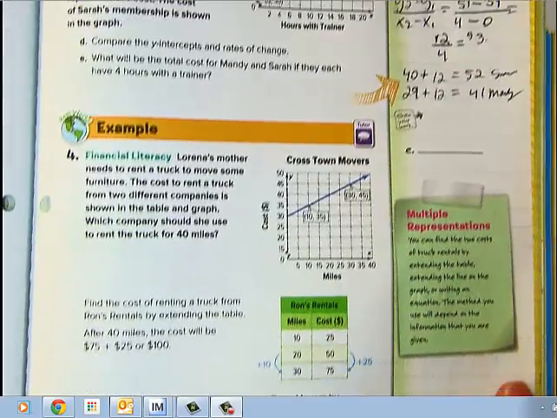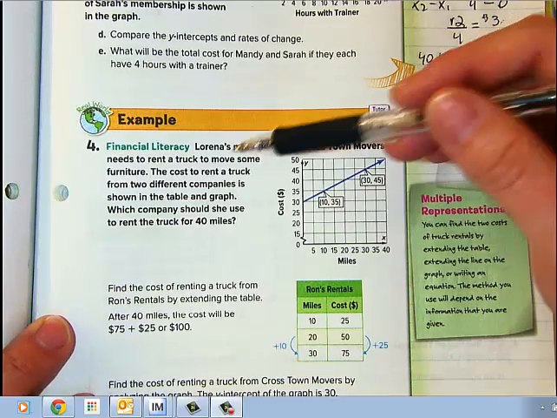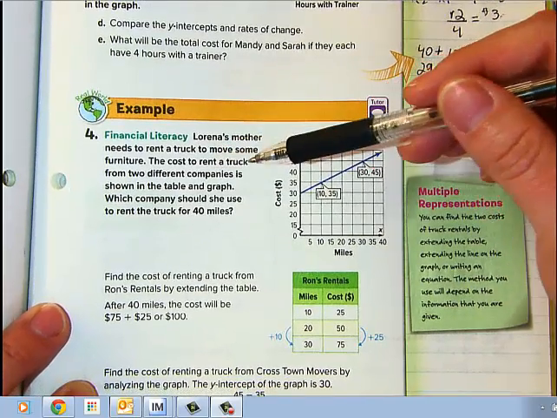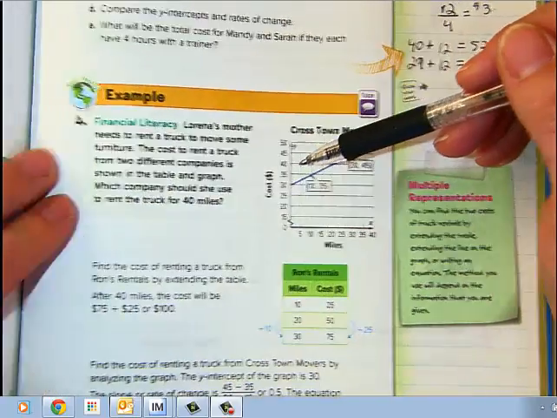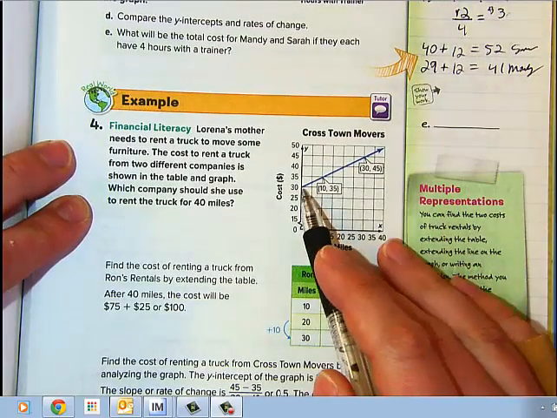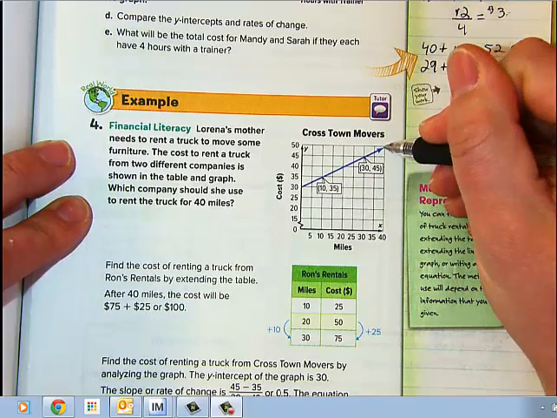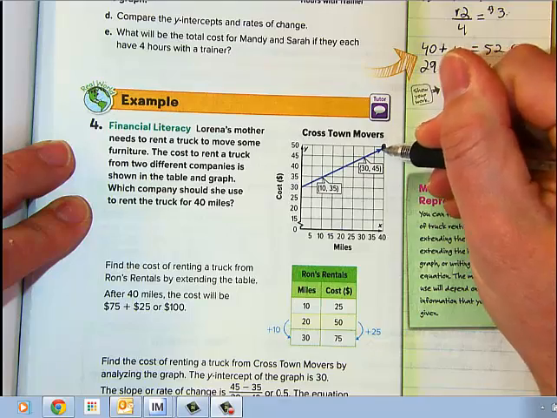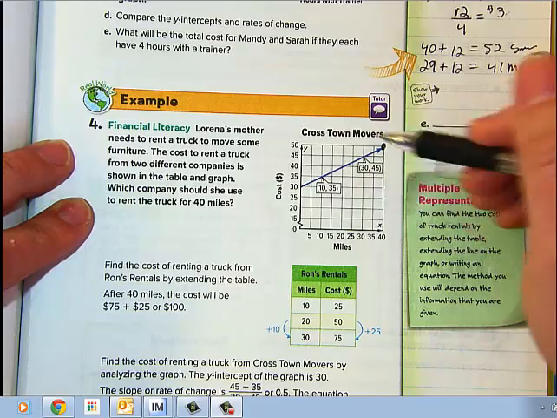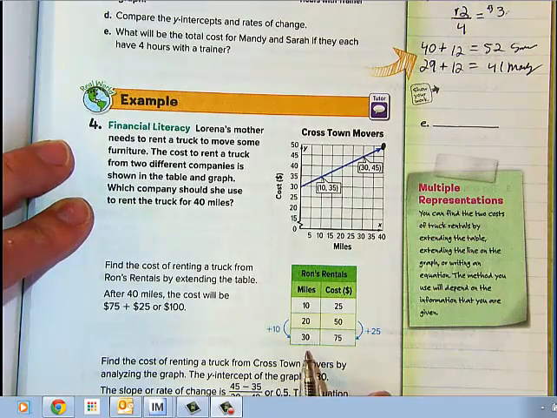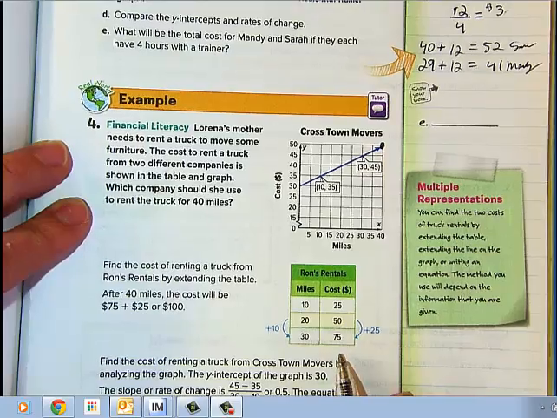Last one right here. It says, Lorena's mother needs to rent a truck to move some furniture. The cost to rent a truck from 2 different companies is shown in the table and graph. Which company should she use to rent the truck for 40 miles? Okay. So here we have mileage on the bottom. So we know 40 miles right here, it's going to cost right up there. So we know it's going to cost right about $50 on the graph for 40 miles. Here we're looking at 10 miles, 20 miles, 30 miles, and then the cost.